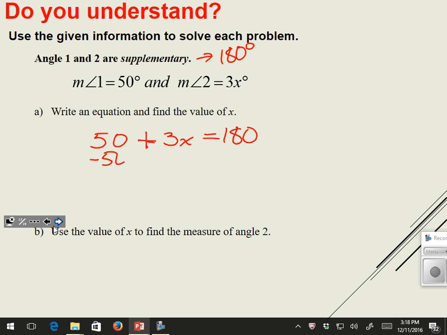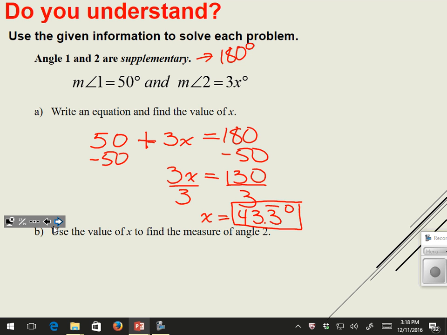I'm going to subtract 50 from both sides. Again, I get 3x equals 130. Ooh, I think I'm going to get an ugly fraction. Then I'm going to divide both sides by 3. And therefore x, sorry about that guys, I'm going to do the math for you. The answer is 43.3 bar degrees.